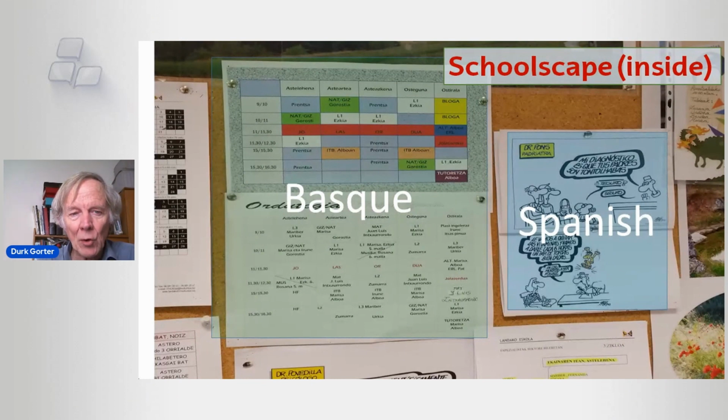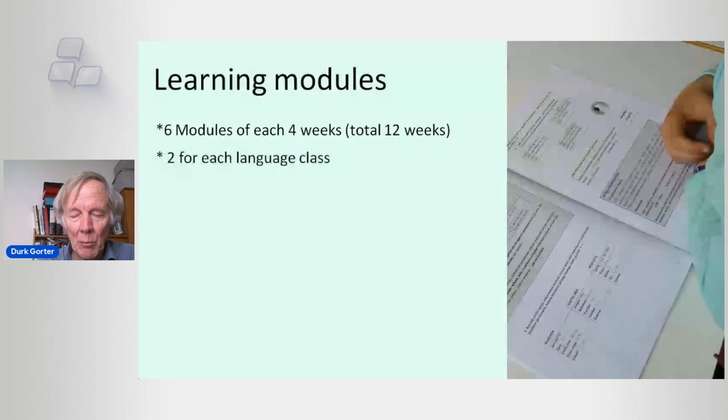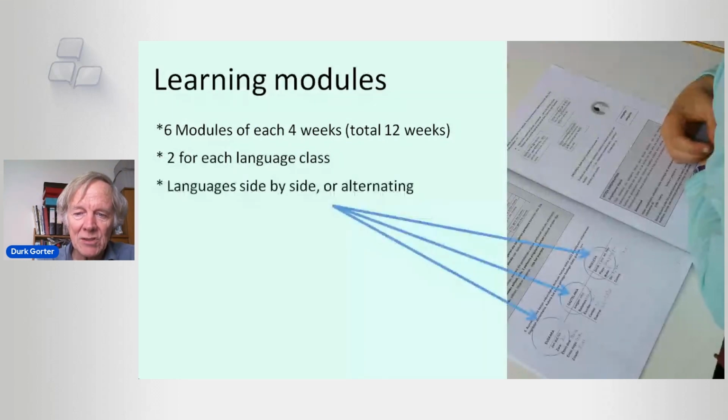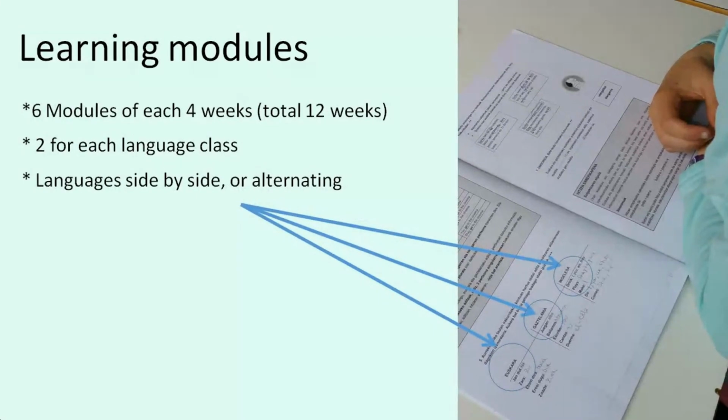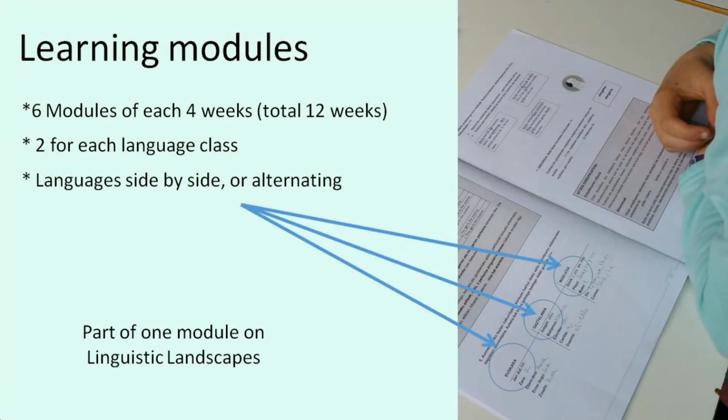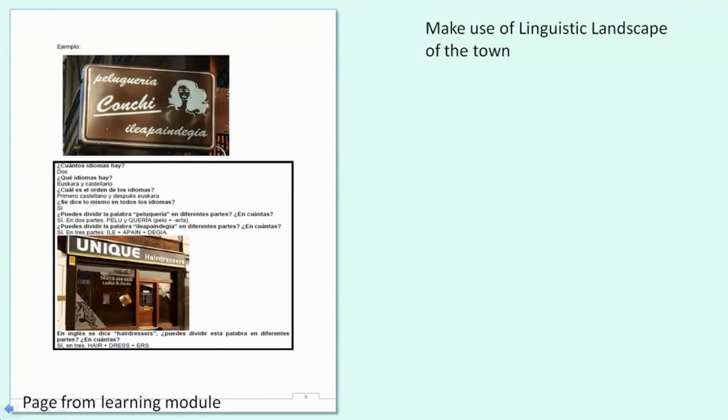And what we did in our learning materials: we had 6 modules of 4 weeks each, 2 for each language class, and we had the languages side by side, as you can see in the picture, or alternating between the languages. So Basque, Spanish, and English were the languages of education, and they were in the learning materials, which was breaking through the language borders. And one of the modules had a linguistic landscape in it, and I'm going to look at that now.